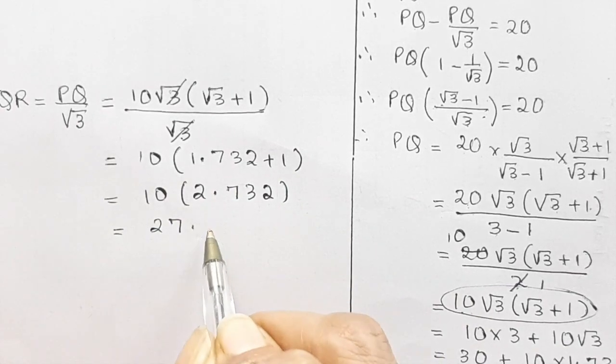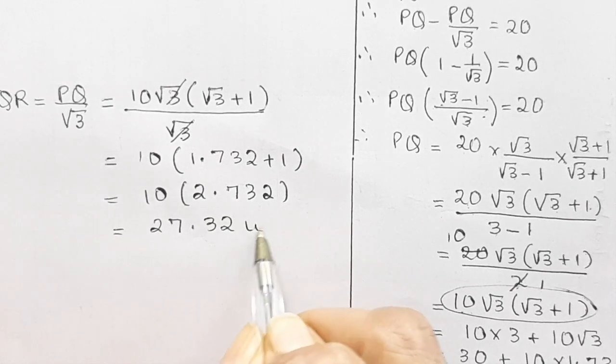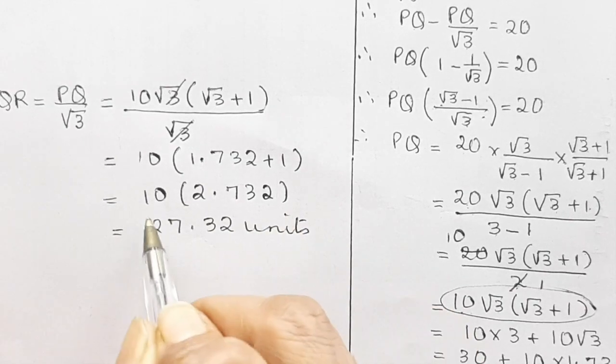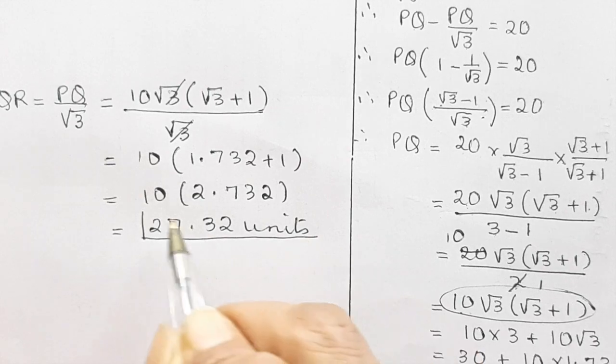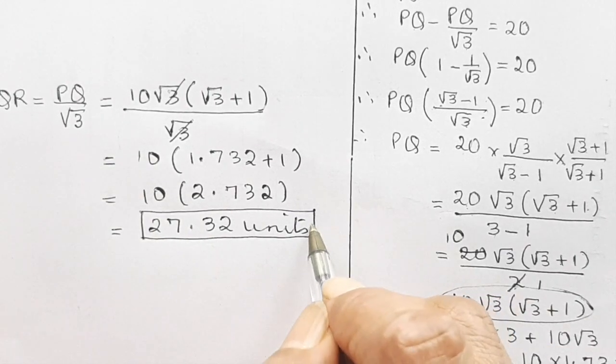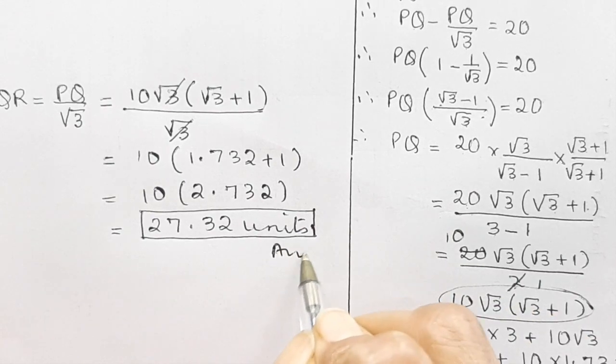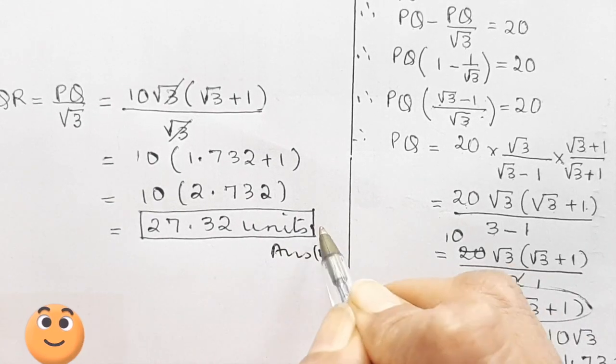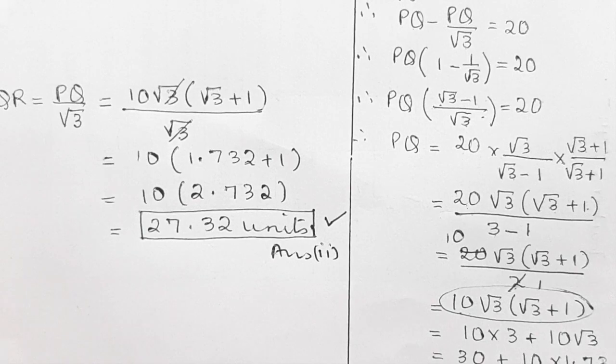So 27.32 units. Why did I write units? Because they did not give me any centimeter or meter, so I can't write it without any unit. So I just say units. All right. So that is our answer 2. So we understood this as well.